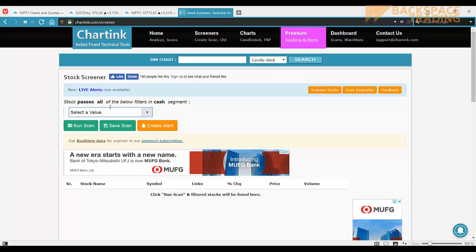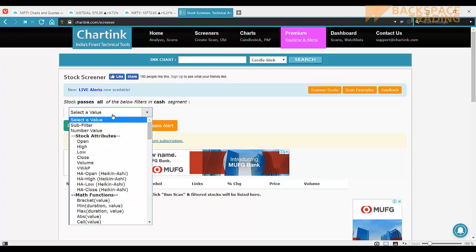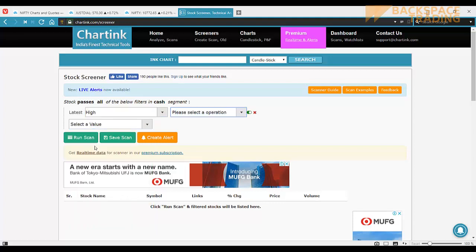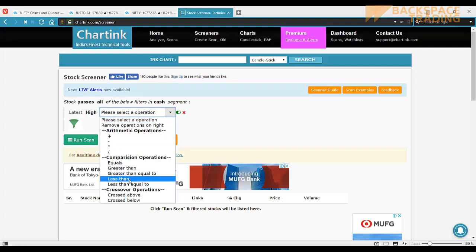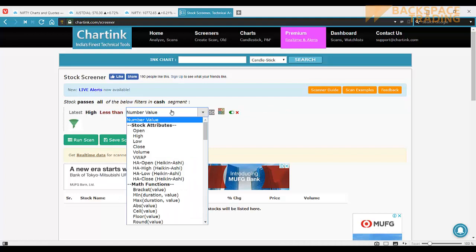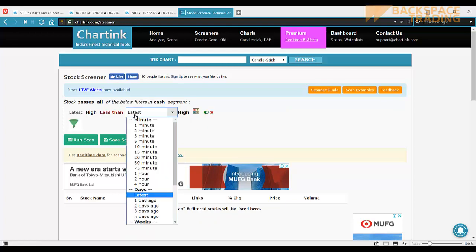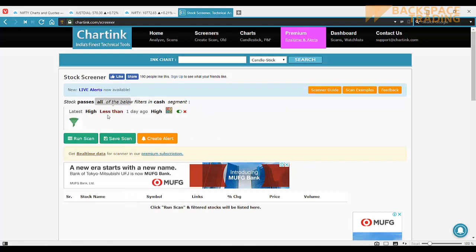What should I first enter? Obviously the inside bar criteria. What is an inside bar criteria? First thing, the inside bar has to come inside the mother candle's high and low. So let me choose today's candle's high, the latest high. Latest high means today's candle's high is less than yesterday's high, right? I'm picking high over here and making this latest to 1 day ago. So today's high is less than yesterday's high.